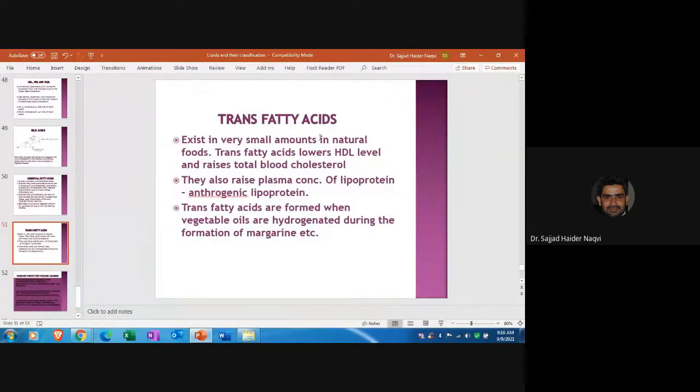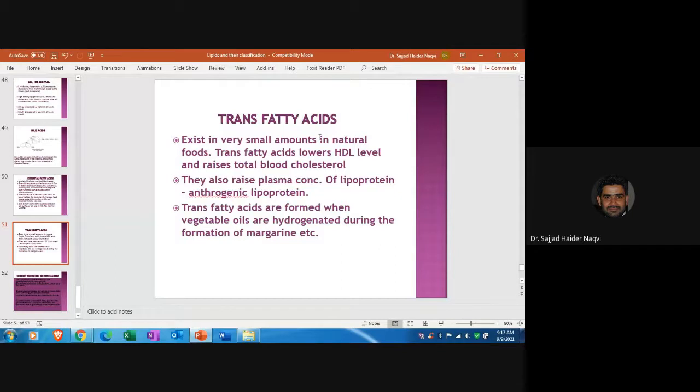Then we have trans fatty acids. I'm not going into much detail, but if you remember, I told you when we studied isomerism that there are two configurations, cis and trans. That's what we are talking about, the trans fatty acids. These trans fatty acids exist in a very small amount. Naturally occurring fatty acids, as I mentioned earlier, have a cis configuration. So there is a very small amount of trans fatty acids in natural food.